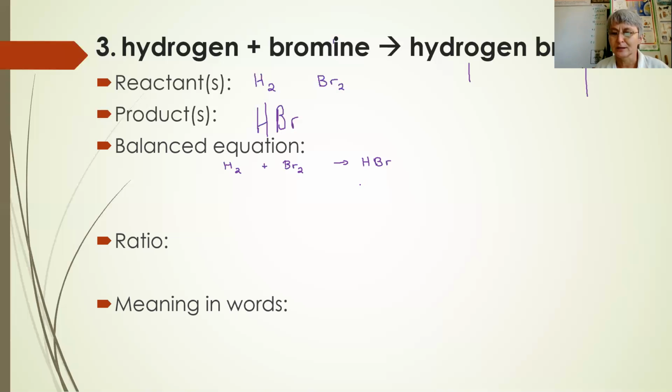HBr. Now it looks like we've destroyed some atoms because on the left-hand side of the arrow we have the reactants, and there are 2 atoms of hydrogen and 2 atoms of bromine, both on the left-hand side. On the right-hand side, we've got 1 atom hydrogen and 1 atom bromine.